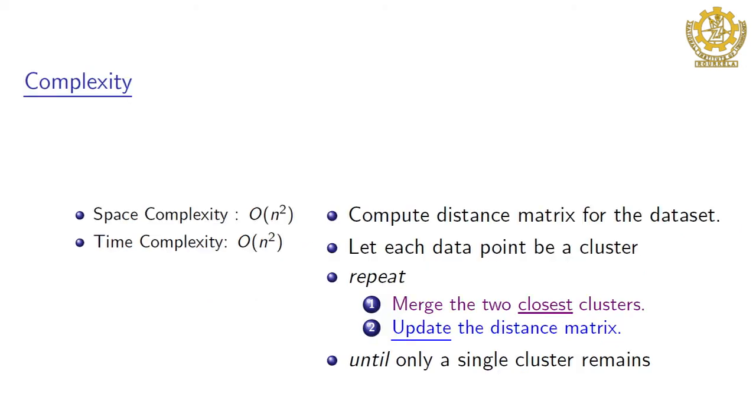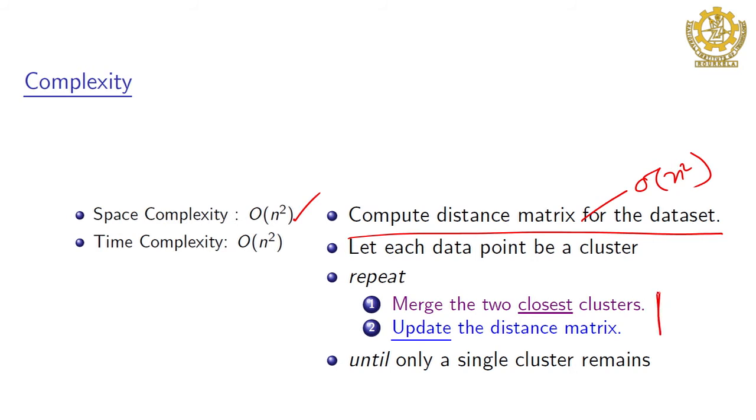Now, we will talk about the complexity. What will be the complexity for the agglomerative approach? What is the first step? Compute the distance matrix for the data set, from each point to every other point. So, the time complexity will be order of n square, and the space complexity will also be order of n square, because you have to keep it in the matrix.